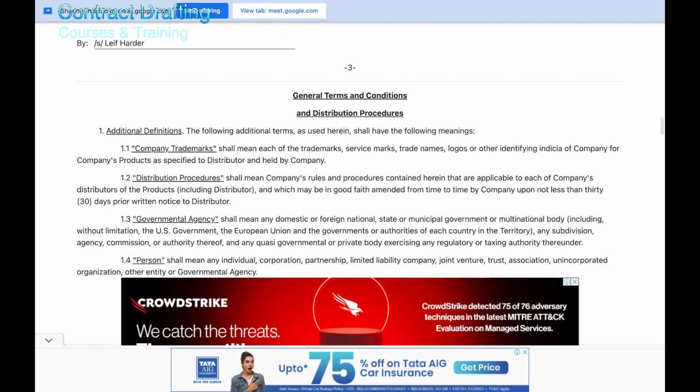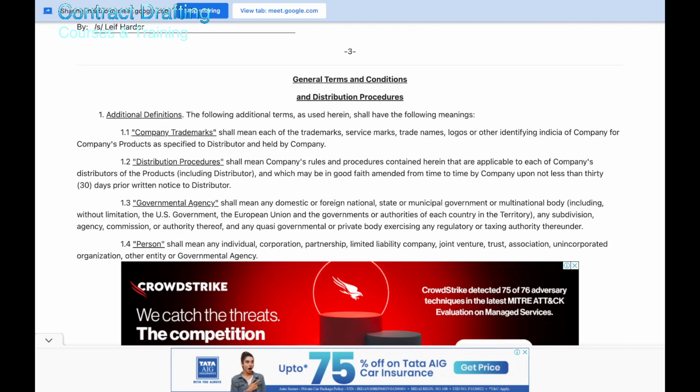Now these are definitions used in the contract which will be applicable to this distributor. There is a definition: company trademarks shall mean each of the trademarks so and so, etc. Now, this is not an obligation, it is just a declaration. Distribution proceedings shall mean so and so thing, government agency shall mean so and so, person shall mean so and so. So, these definitions all are declarations.